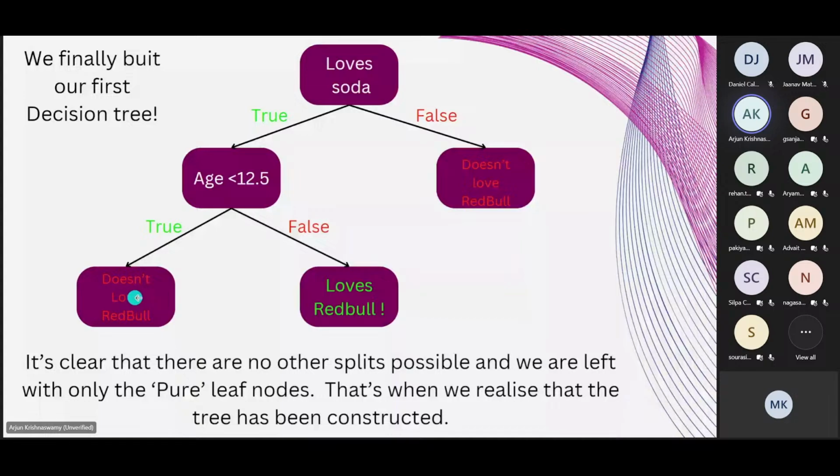So while building your own decision tree, when you reach a particular point where you have only people belonging to one class and you know that you can't split it further, that is where you stop splitting and where you stop building the tree, and you know that the tree has been constructed.